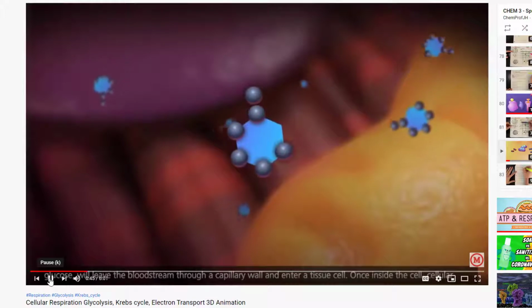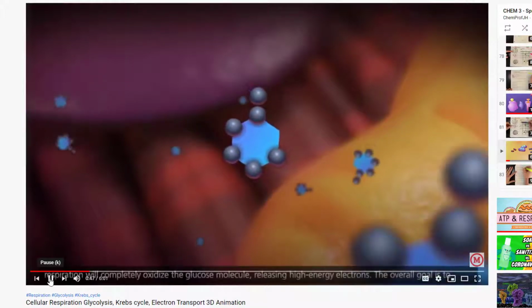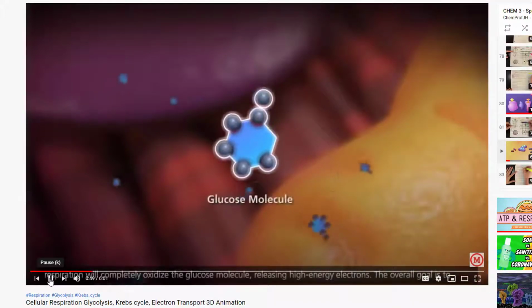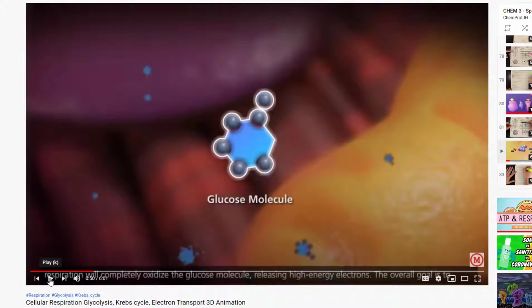Once inside the cell, cellular respiration will completely oxidize the glucose molecule. Also notice this video focuses on glucose, but this could be happening with amino acids and could be happening with fat products, glycerols or fatty acids. We're just taking a look at glucose. And one other thing to look at on the structure here, each of these black balls, these represent a carbon. So glucose is C6, and so we're going to watch those 6 carbons as this continues.